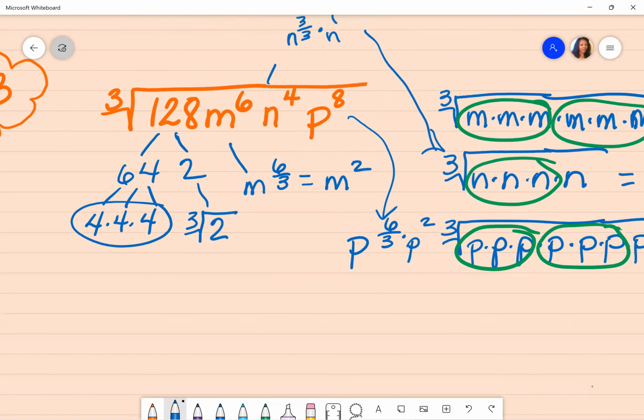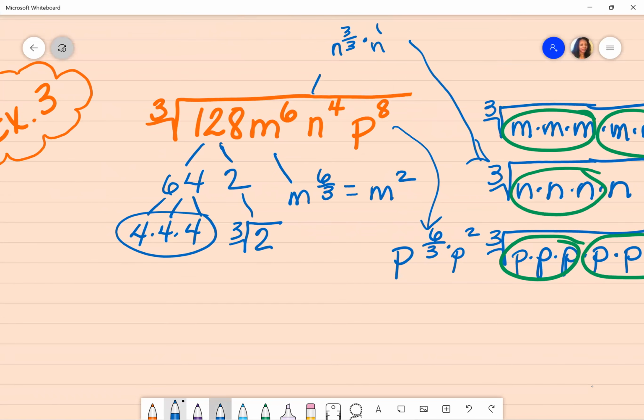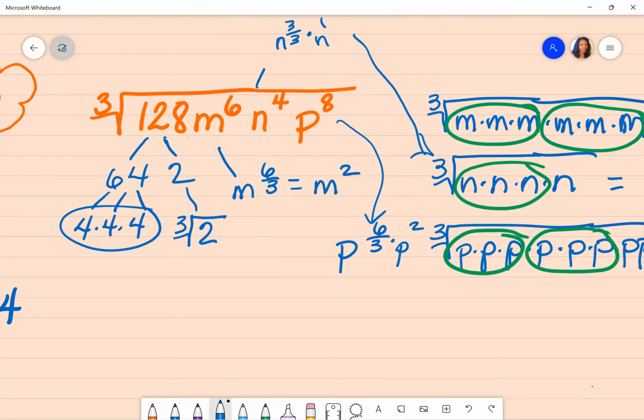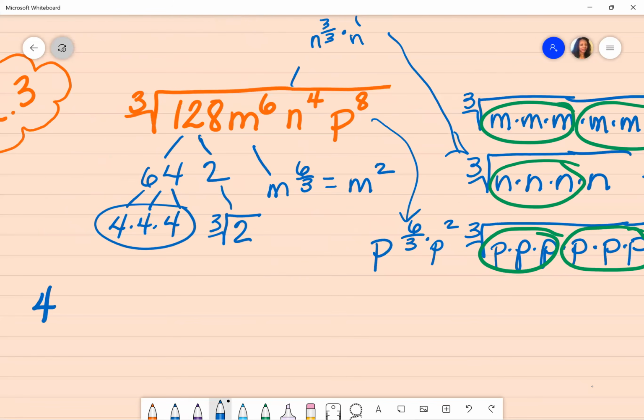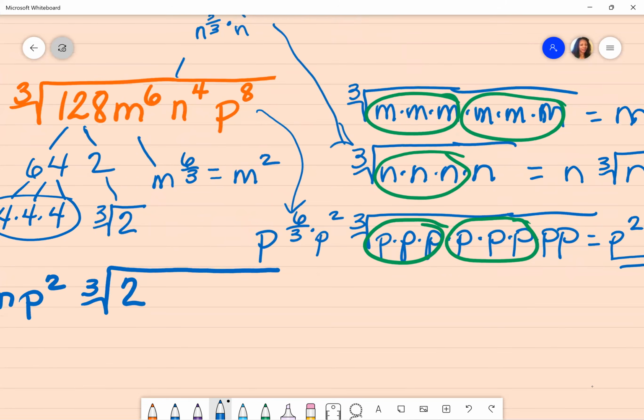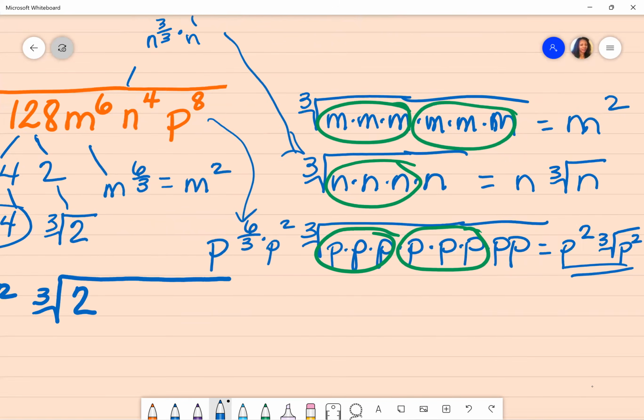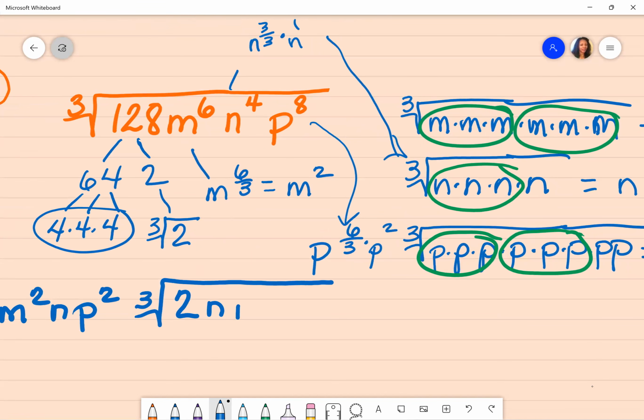So my final answer is going to be, I'm going to take out what I circled, 4, as a number. And then when I look at my variables, I can take out m squared, n, and p squared. What's left over is the cube root. That part is important. And then I go back to my numbers. I had a 2. And if I go back to my variables, I have an n and a p squared. N, p squared.